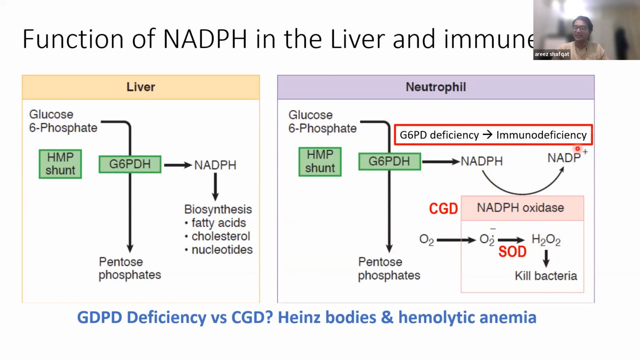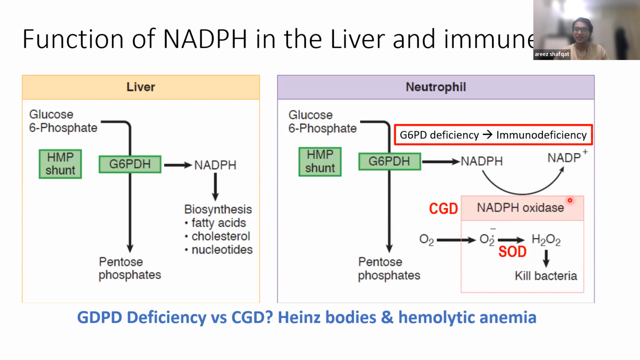The second way you could get an increased risk of infections is if you're defective in this enzyme, NADPH oxidase, and you should learn this in your free radicals lecture, your last lecture, I think, on free radicals and reactive oxygen species.